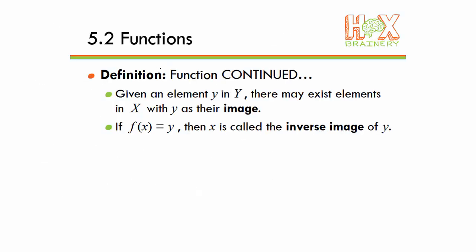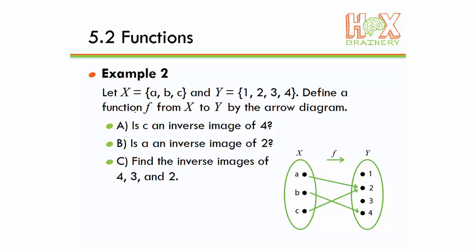A little bit more with your function. Given an element y in set Y, there may exist elements in X with y as their image. If f of x equals y, then x is called the inverse image of y. So if you have an ordered pair (x, y) in the function f, y is the image of x, and x is the inverse image of y. That's how you're going to think of it. So some new terminology here. Let's do an example to see how this works.